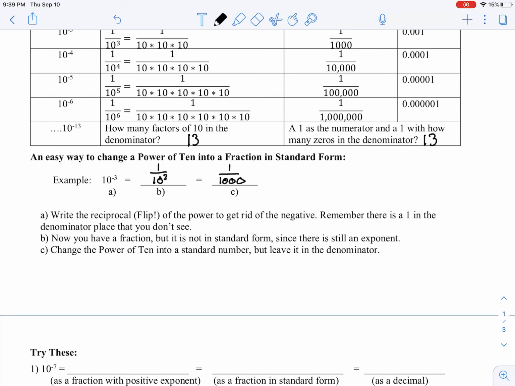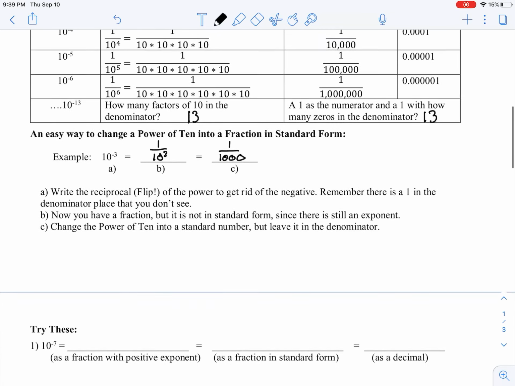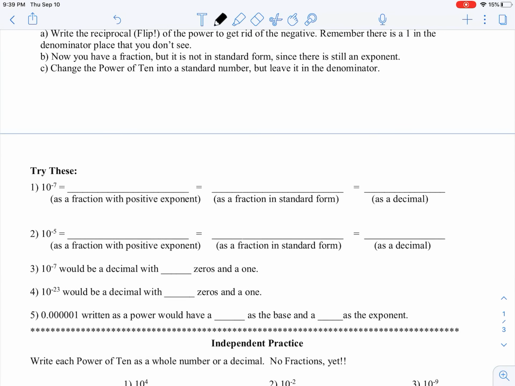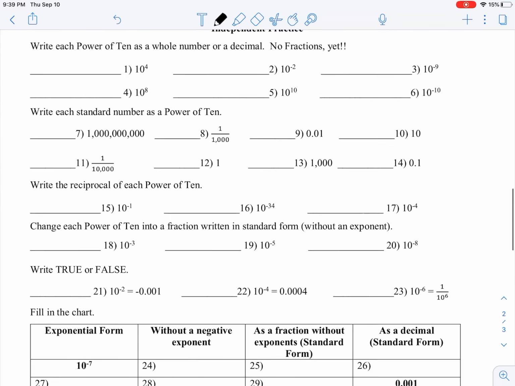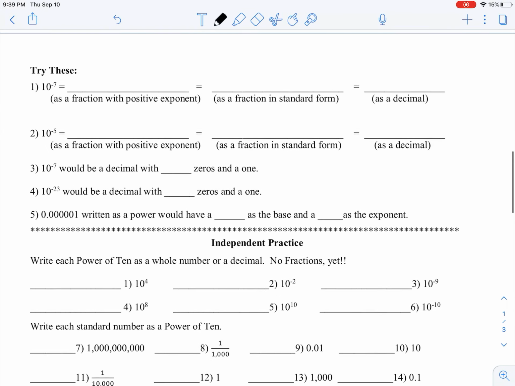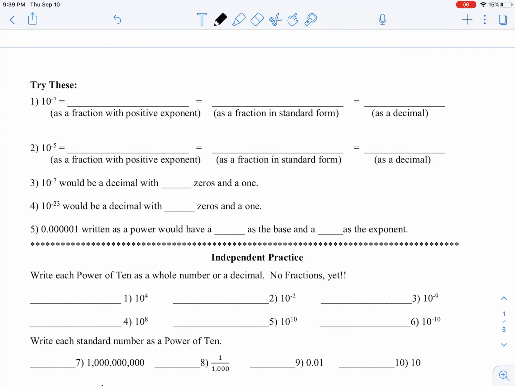So that is how we're going to change these into fractions. Remember that a negative exponent means I'm just taking the reciprocal, and then once I take the reciprocal, that exponent becomes positive. So we're going to go through a few of these real quick, and then after that will be your assignment, this independent practice piece here. So let's take care of these first.